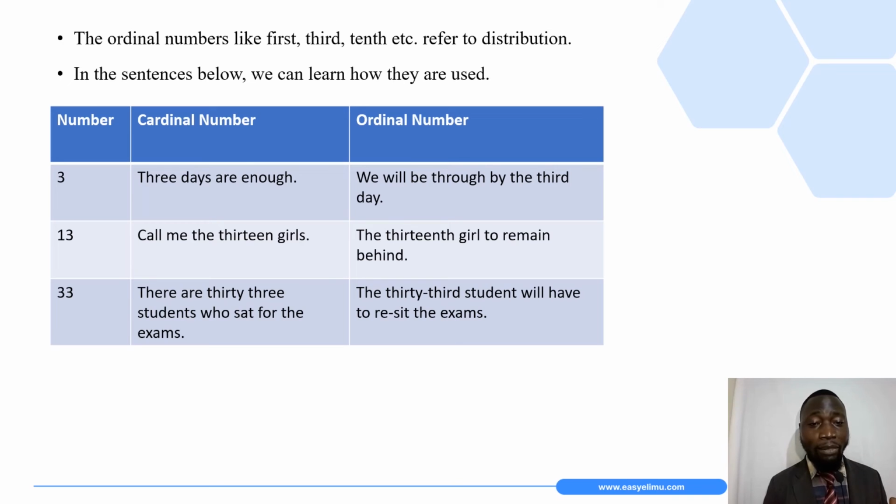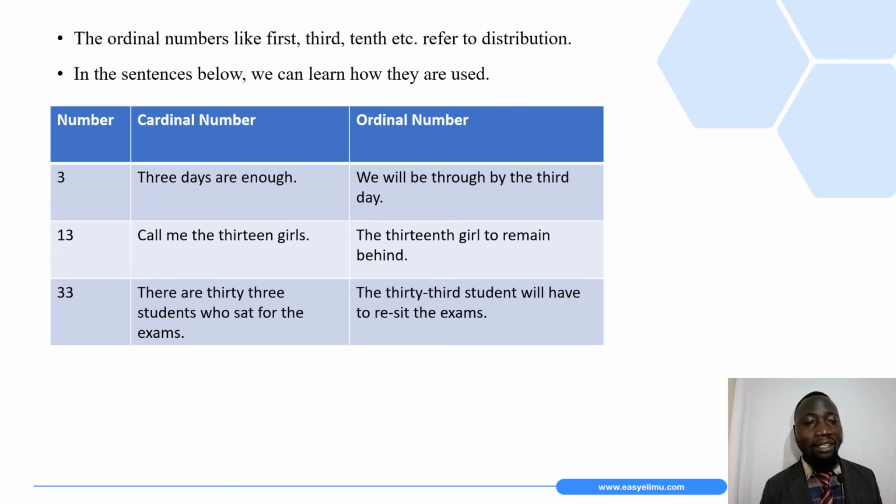So there is a mistake I made. I said that cardinal numbers are used to indicate sequence in a sentence. That is not the case. It is the ordinal numbers, and forgive me for that. It is the ordinal numbers like first, third, 10th, and so on that we can use to indicate sequence. But in this case, we want to look at them being used to refer to distributions. So in the sentences below, we can learn how the cardinal numbers and the ordinal numbers are used.